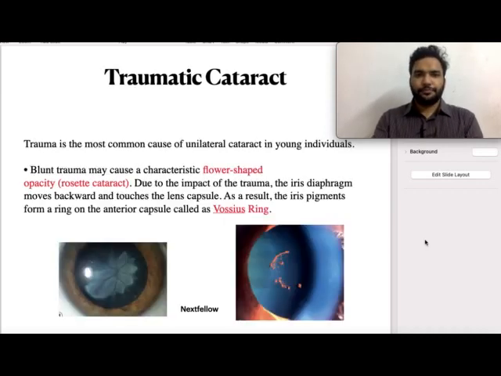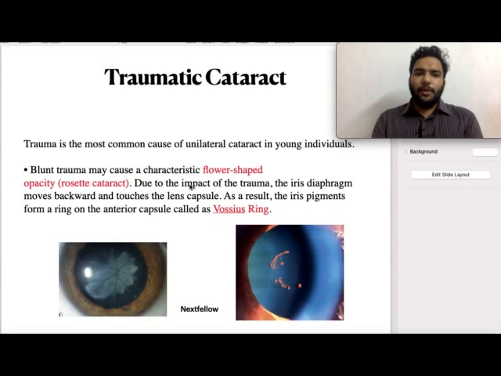Now coming to traumatic cataract, trauma is the most common cause of unilateral cataract in young individuals. So if there is a young individual with a unilateral cataract, the most common cause is trauma. I used to ask patients, if they have cataract on one side and they are young, the most common history which we ask about is trauma.